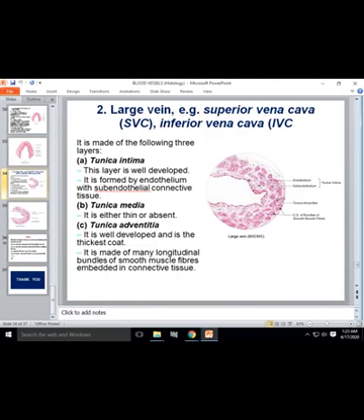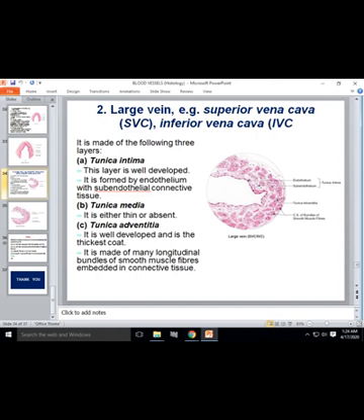Now we see the large size vein, for example, superior vena cava and inferior vena cava. It is made up of the following 3 layers: tunica intima, media, and adventitia. If we see the tunica intima, this layer is well developed. It is formed by endothelium with subendothelial connective tissue. Here is the endothelium, and below it is subendothelial connective tissue. Tunica media is either thin or absent. Here we don't see tunica media.